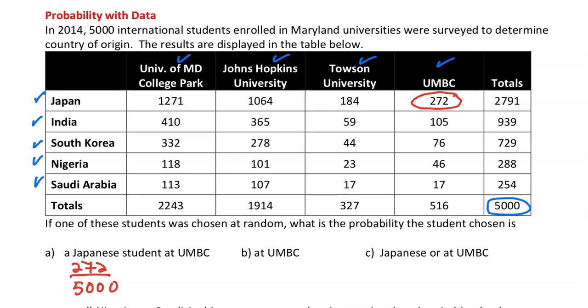Okay, what's the probability that a student chosen is at UMBC? So now you have to figure out how many students are at UMBC. Look at UMBC and go down to the 516. That's how many students are there. Out of the 5,000, 516 are at UMBC.